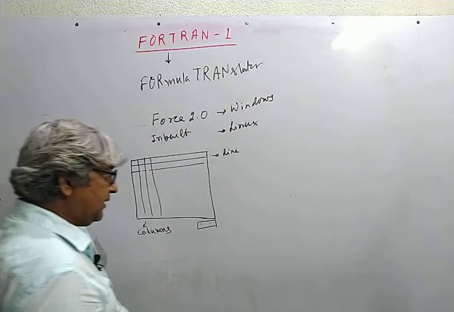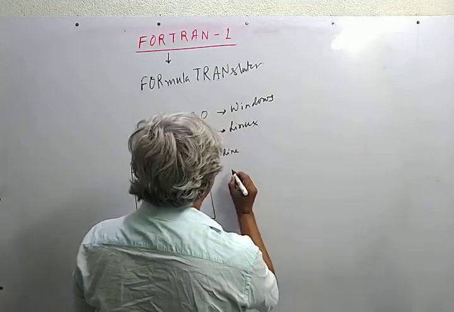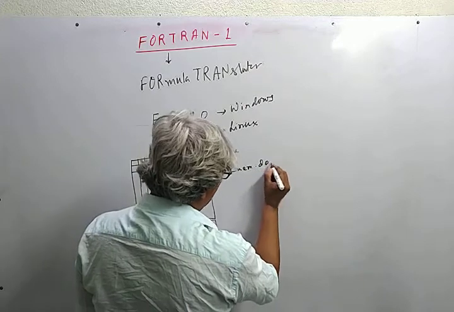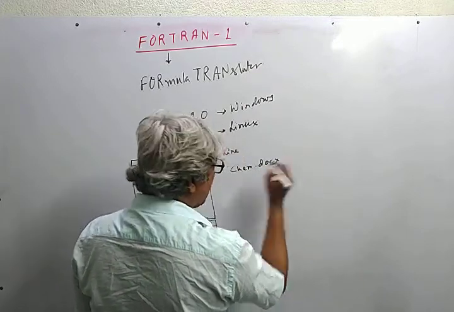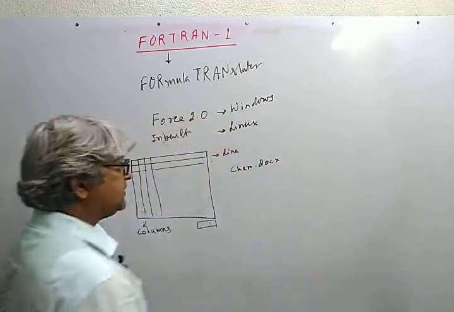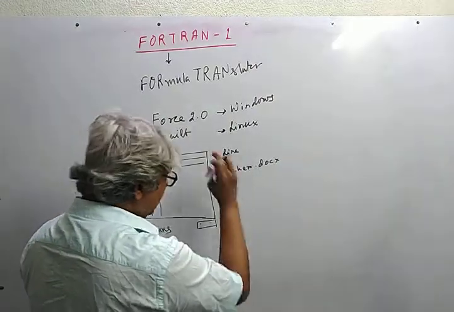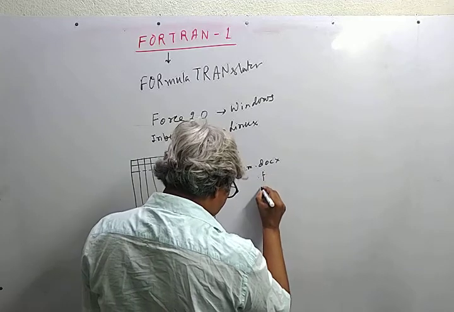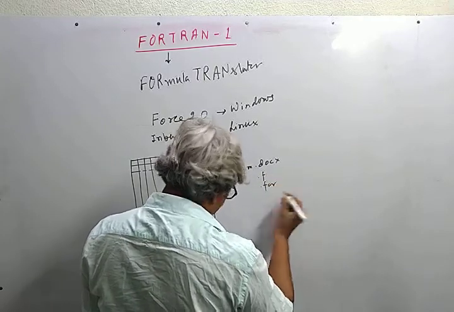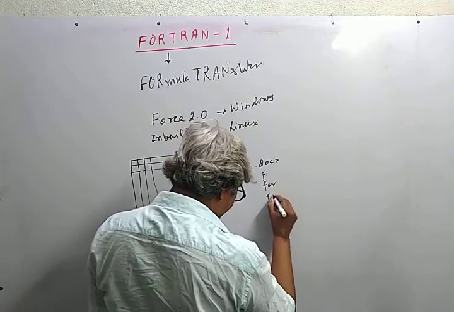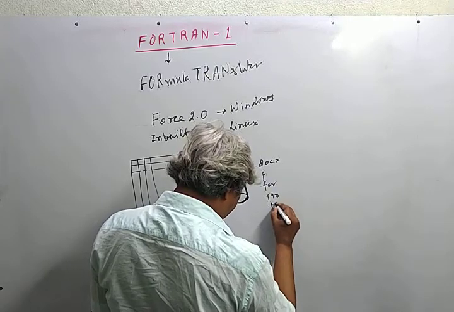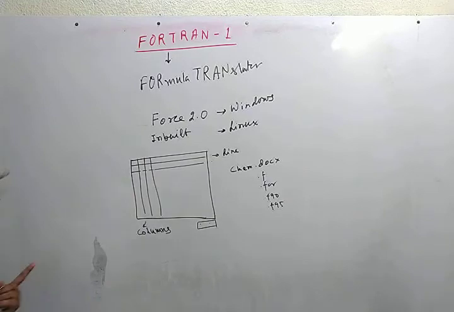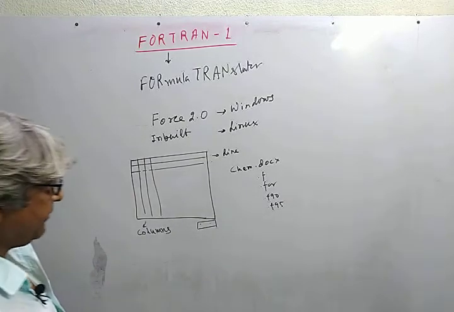If you have a doc file, say chem.doc or docx, this is the extension. In Fortran, the general extensions are .f, .for, .f90, .f95, etc.